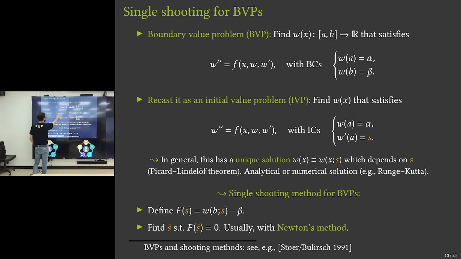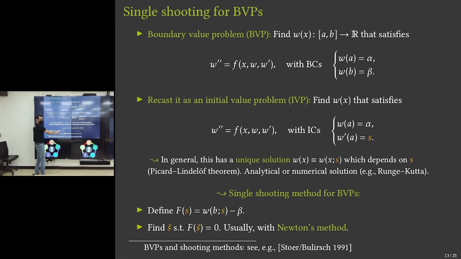So, given this problem setting, the single shooting method for boundary value problems reads like this. We define a function which is the mismatch, the discrepancy, the difference between the solution W that we find by solving this problem with the parameter S at the right-hand side of the interval, at B. And we want to enforce that the value of W at the right-hand side of the interval has to be equal to beta.